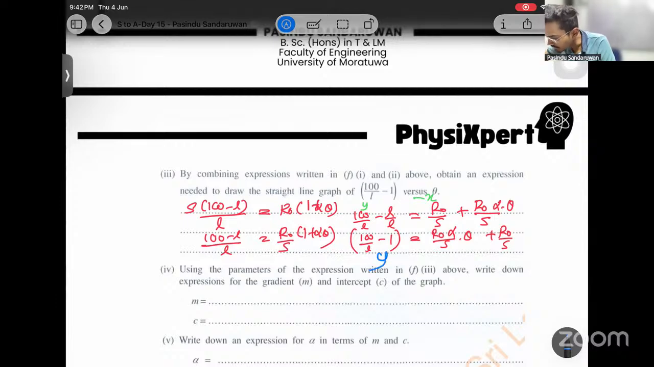Now, this is going to be my y-axis, right? And this is x. R naught alpha over S should be the gradient, and this is the intercept. Maintain the graph here, right? Rearrange the terms accordingly.